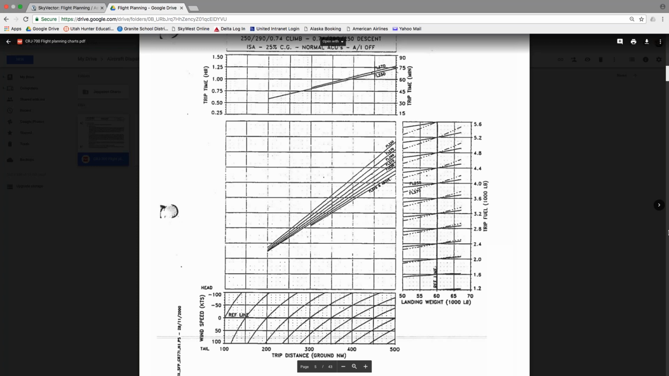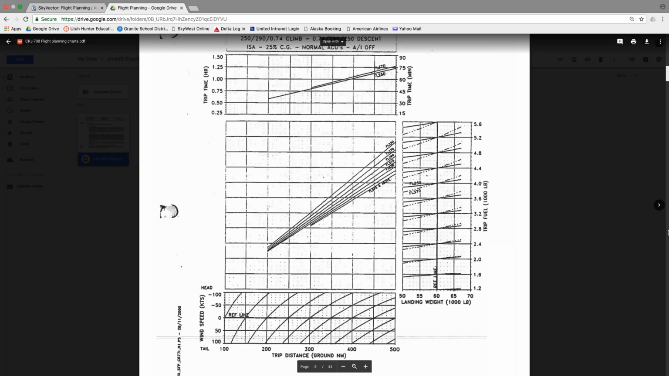You can see here on the side, it says headwind, and then it says tailwind. Follow the headwind to 47 knots, which is about right here. Follow that straight up to our flight level, which shows 380, right? So follow it up to the 370 and above line.